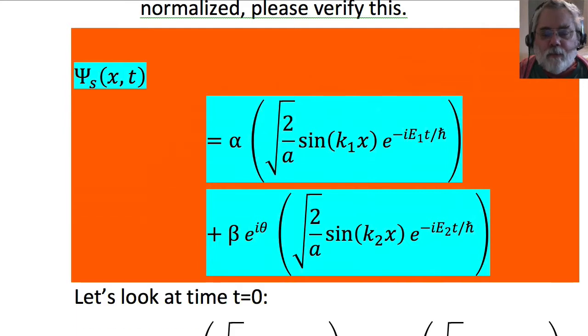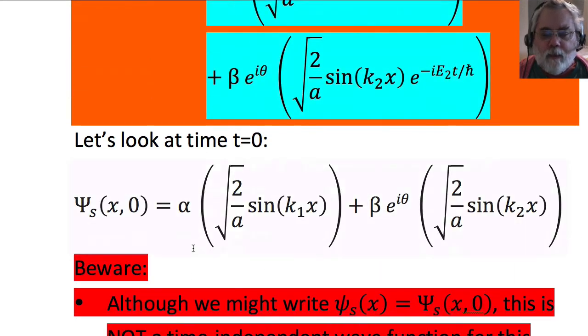Now we can substitute in psi sub 1 and psi sub 2, and we get this. So that's the superposition state wave function that we're going to use for the rest of this lecture. Now let's look at time t equals 0. At time t equals 0, the exponents become 0, so we get e to the 0, we get 1, and the time dependence goes away. So we get psi sub s of x at time t equals 0 equals this.